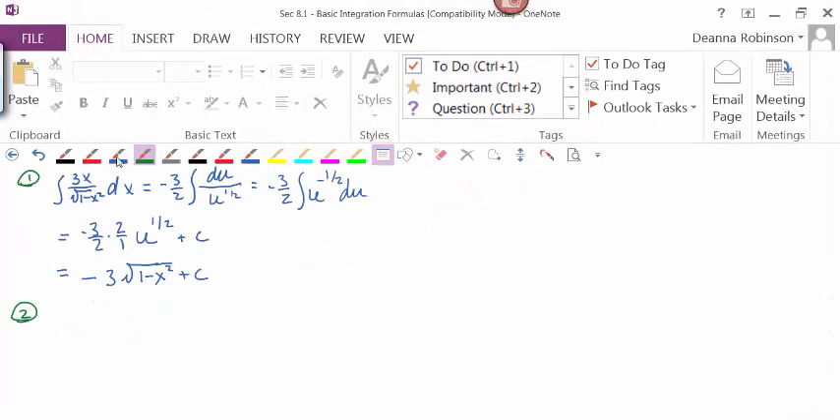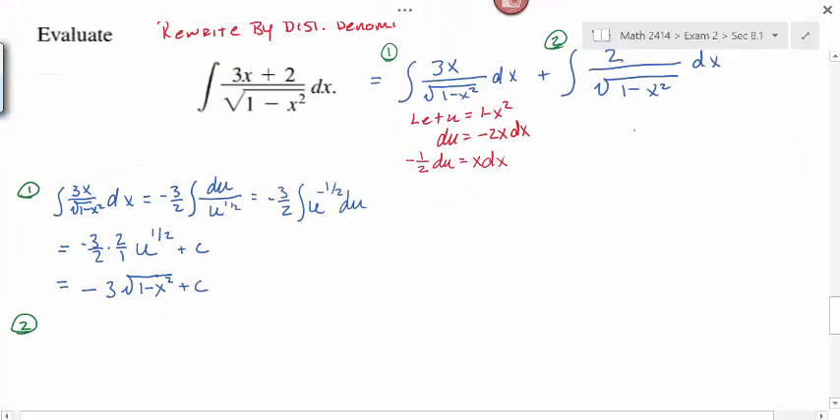Now looking at the second integral, I'm going to go ahead and pull that 2 out. We're left with 2 times the integral of dx over the square root of 1 minus x squared. We're going to have to do a u substitution here as well, aren't we? No, we don't. You're right.